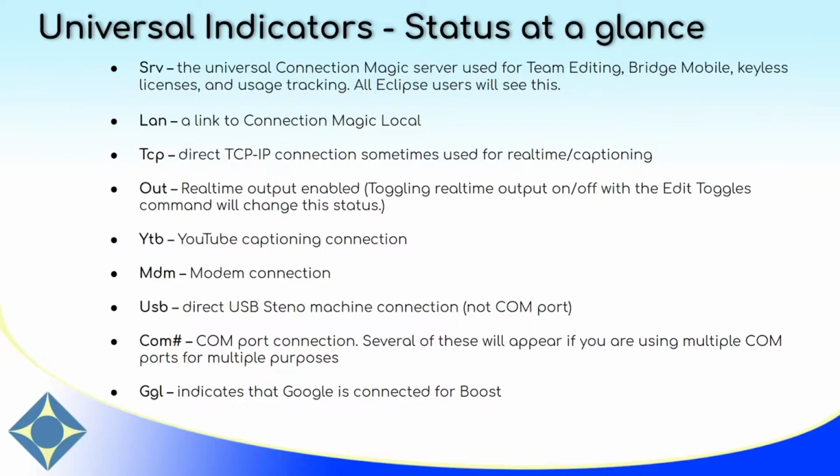GGL indicates that Google is connected for services like Boost. You may see any of these indicators in any combination as appropriate when you're using Eclipse. Only indicators that are appropriate for your current situation will appear, and they'll be green when the connection is active and red when the connection is inactive.